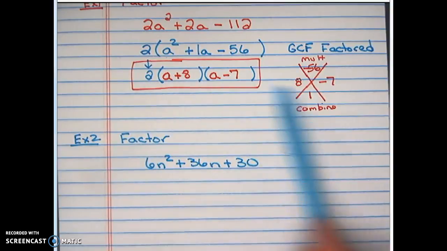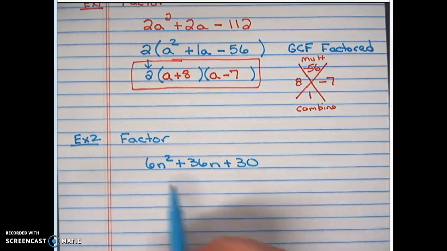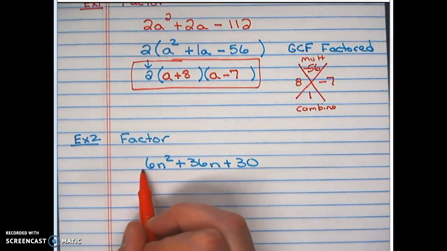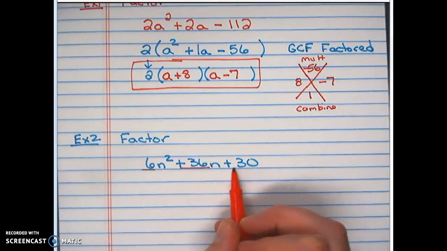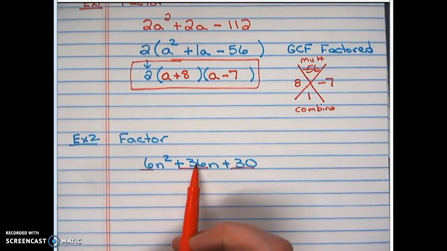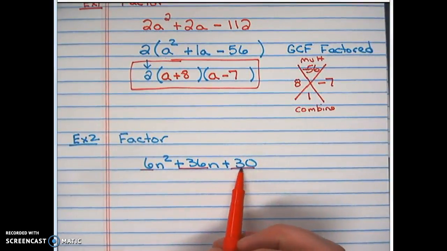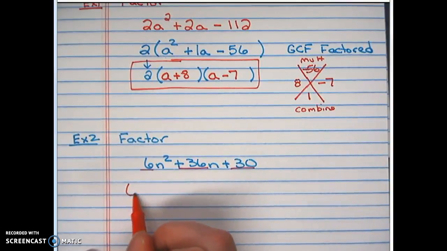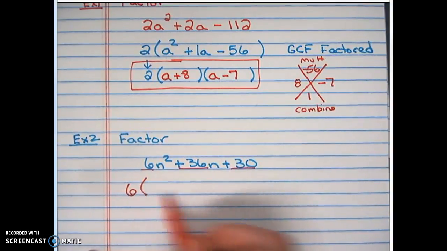And so we're going to start kind of the same way we started last time. We're going to look: is there any common factor? Is there any number I could divide out of all of these parts? And if you look, 6 goes into 6, 6 goes into 36, and 6 goes into 30. So we could divide out or factor out a 6.